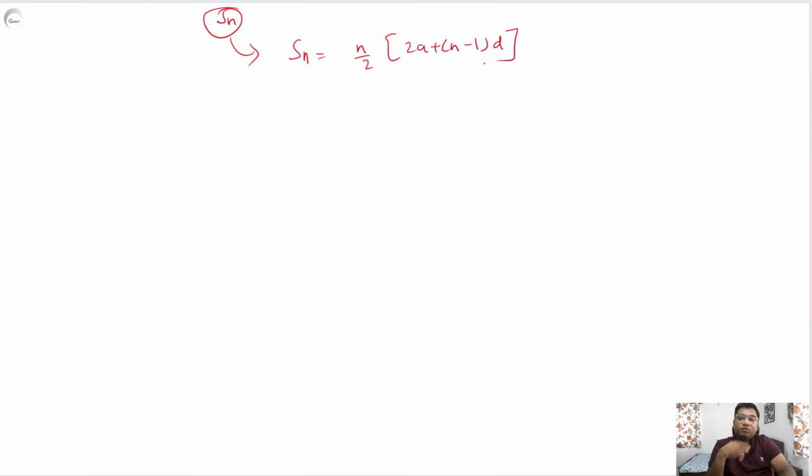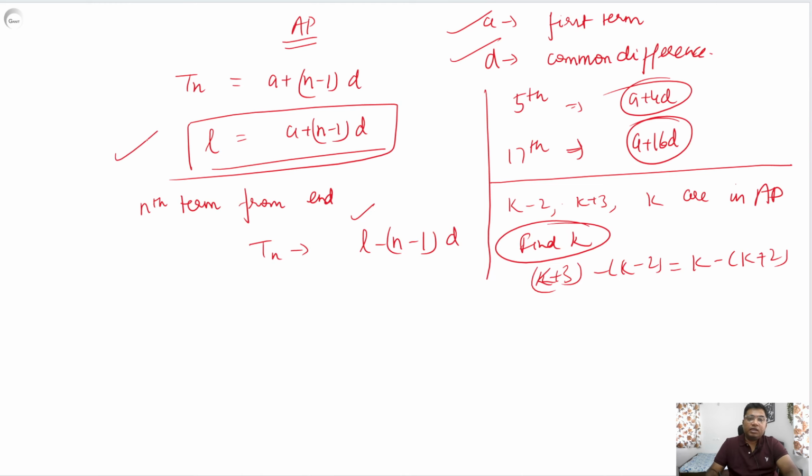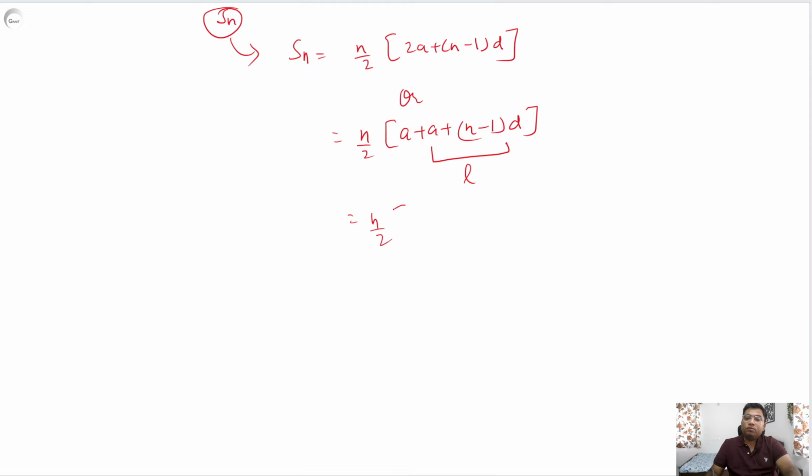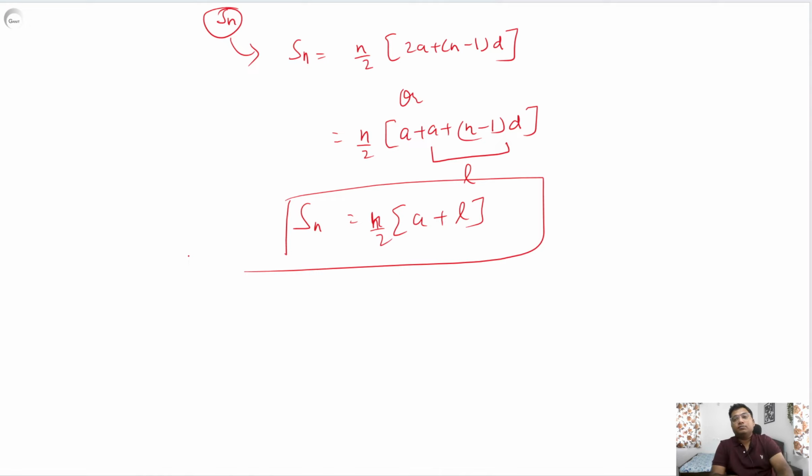But do you honestly think that this is the only formula for the sum of n terms of an AP? No. So very smartly you have to work here. I'm going to show you something. So n by 2 and 2a can be written as a plus a, and then we have (n minus 1) into d. Now a plus (n minus 1) into d is also the last term of an AP. We just saw it here. So we can write n by 2 and a, and this entire term can be replaced with L. So n by 2 times (a plus L) gives you the sum of n terms.